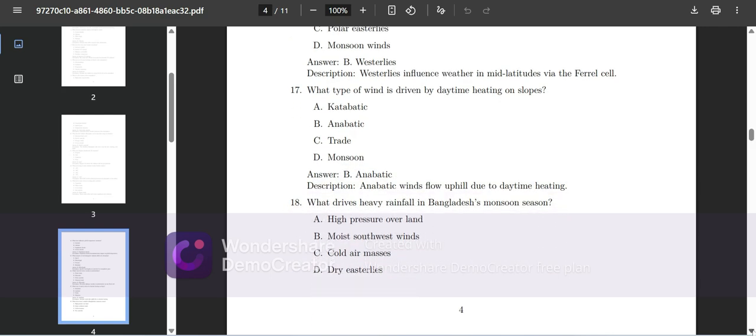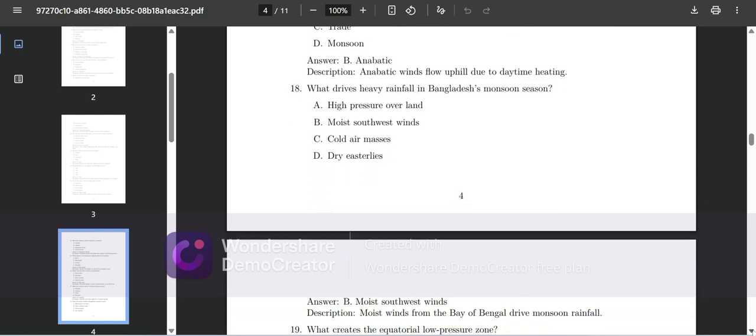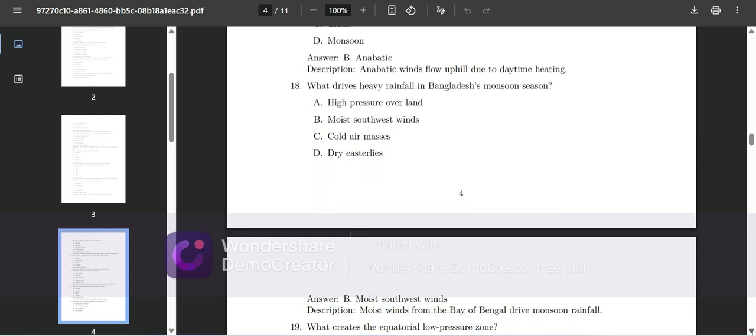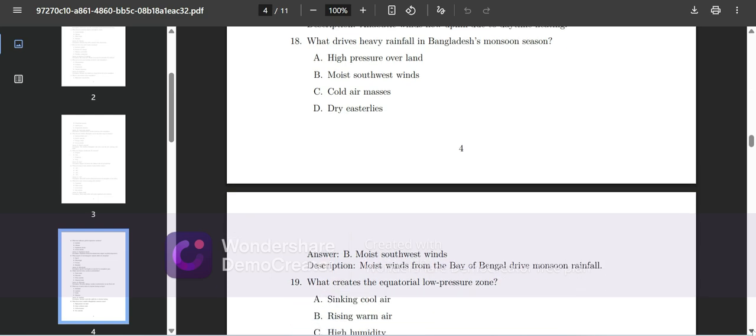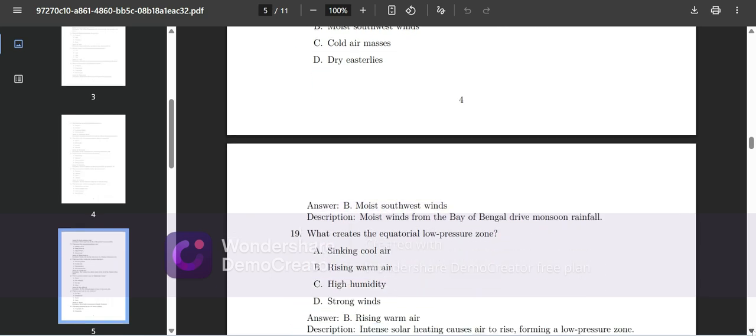What type of wind is driven by daytime heating on slopes? Anabatic. Anabatic winds flow uphill due to daytime heating. What drives heavy rainfall in Bangladesh's monsoon season? Dry easterlies.